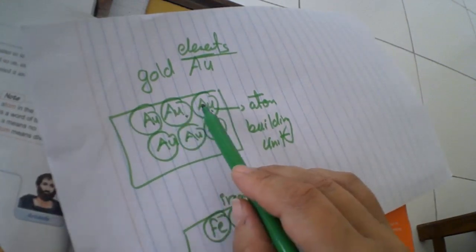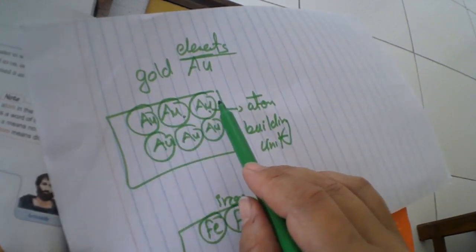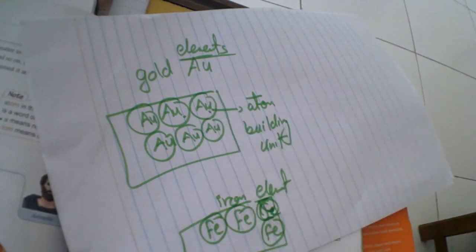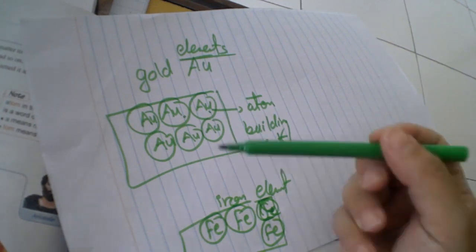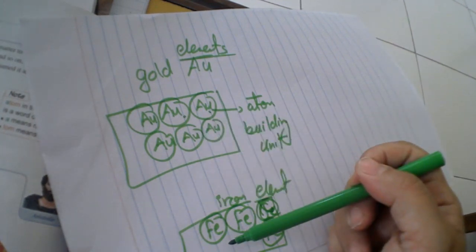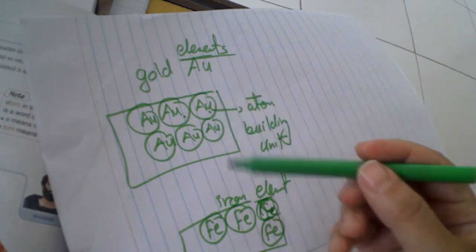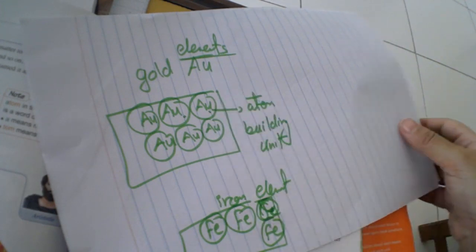And these atoms are similar in everything. They are similar in mass, they are similar in the atomic number. They are similar in everything, while they are different from one element to the other. As I told you, the mass of the gold is different from the mass of the iron, okay?